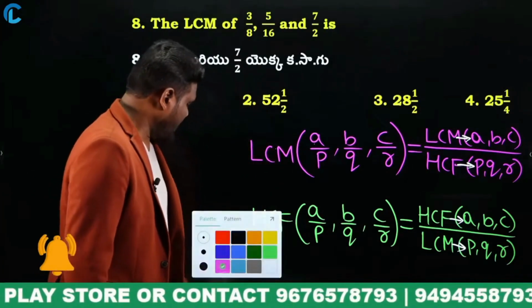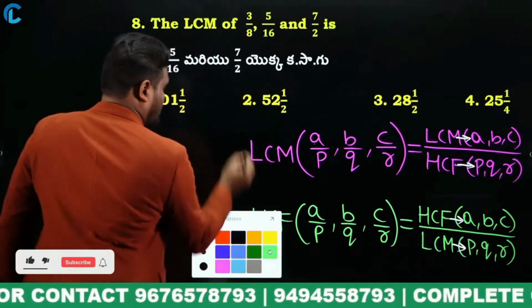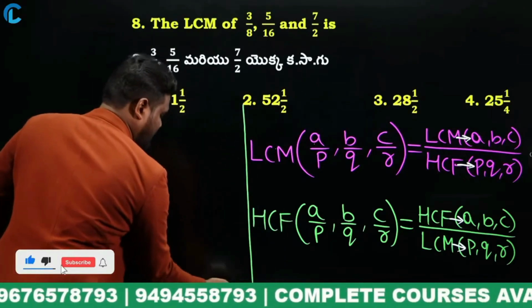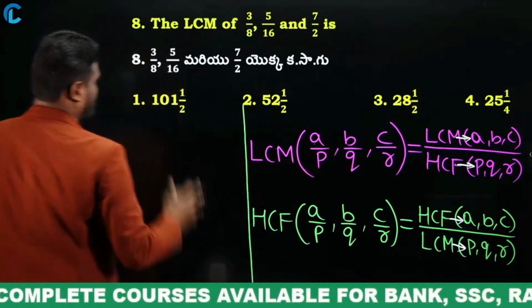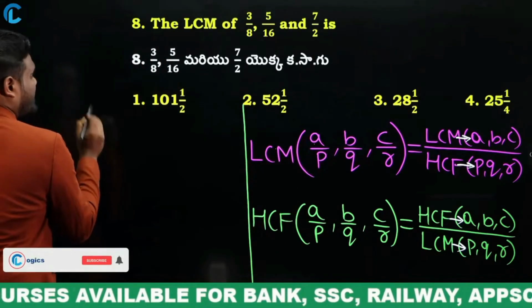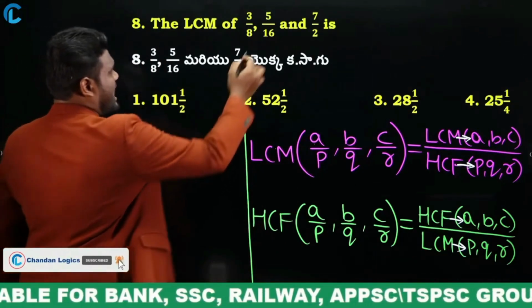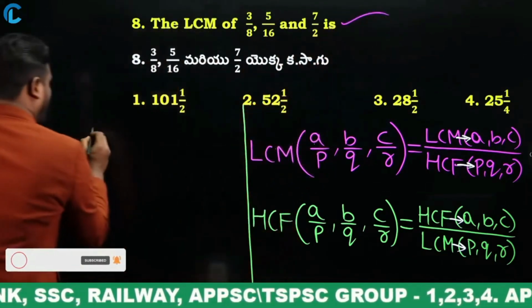Yes. Okay. Now I am going to share the answer for this one. Observe carefully. Everyone observe carefully. If you want to note this point, you can note it. So I need to calculate the LCM for 3/8, 5/6 and 7/12. Okay, so what do I need to do now?